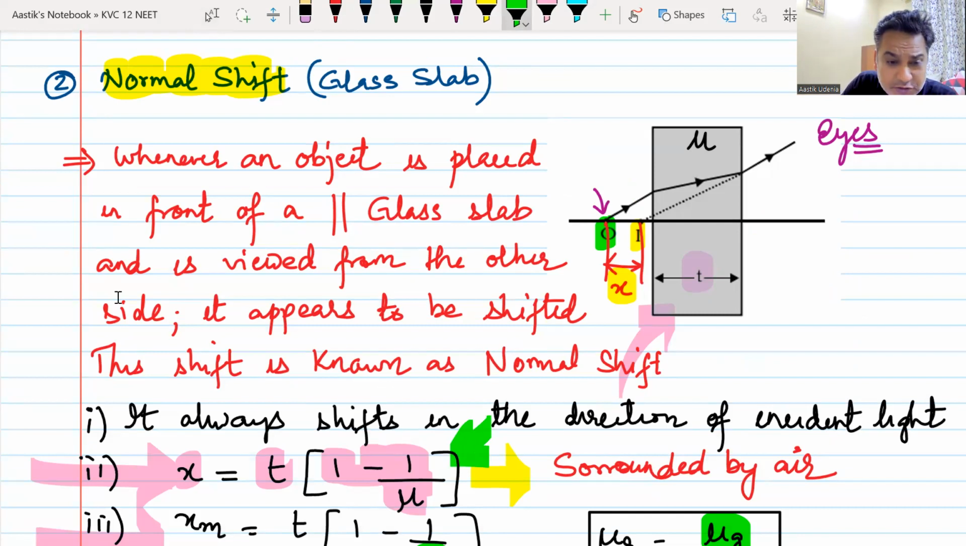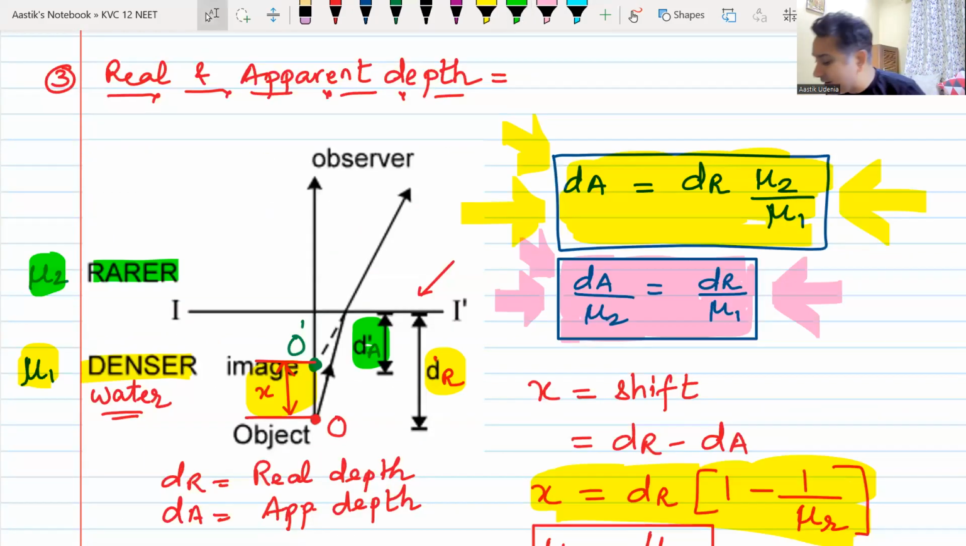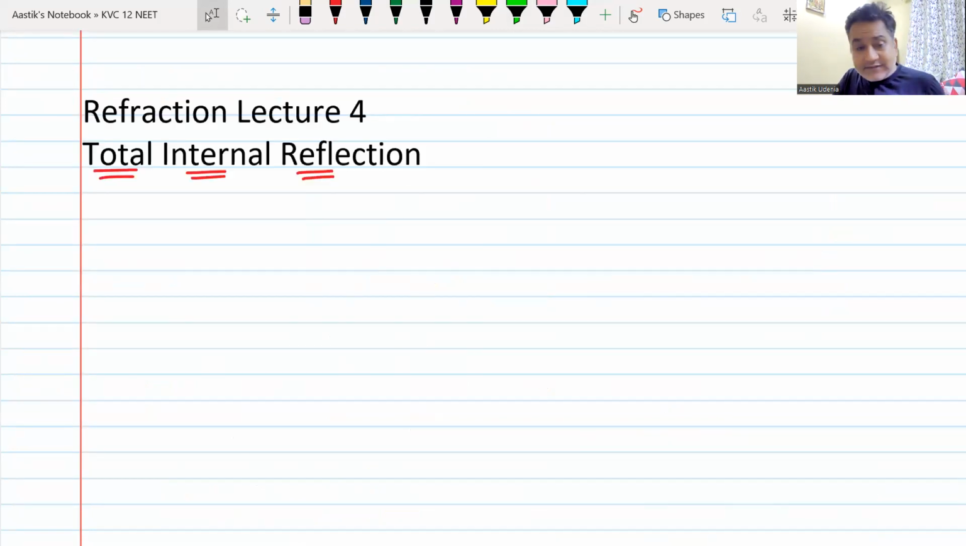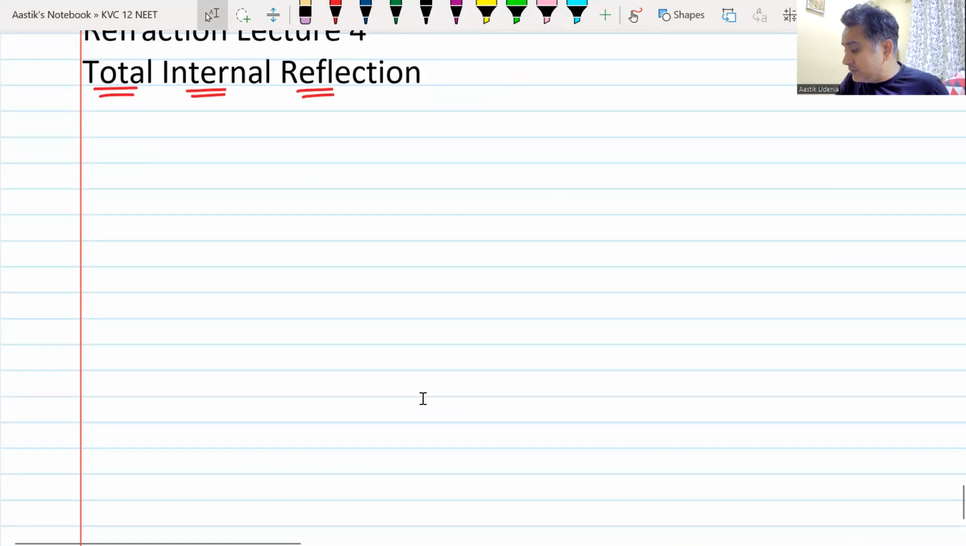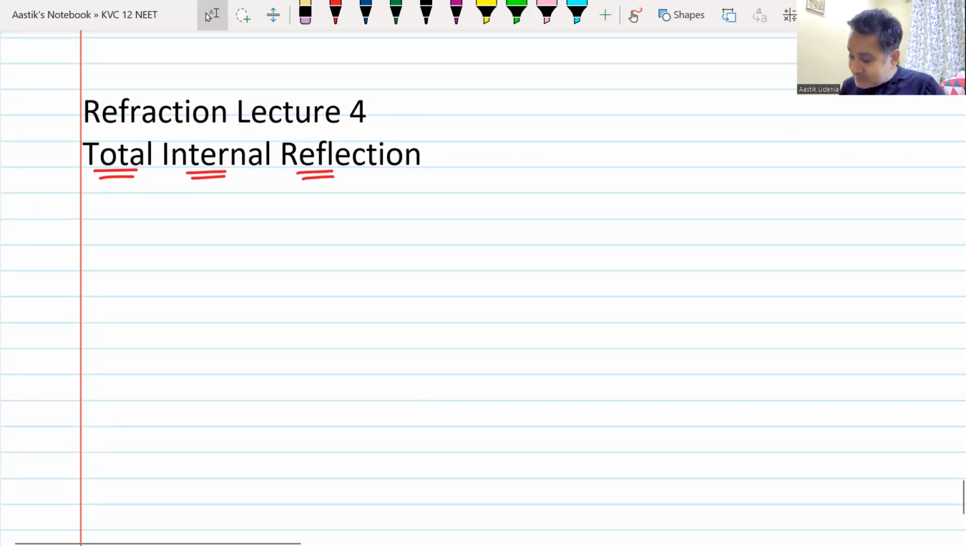Then we had seen what we mean by real depth and apparent depth. When some object is in water and you are watching it from air, it will appear lifted up. We have seen the formula for real depth and apparent depth, and that was the last topic that we discussed. Now, to begin today's class, we are going to discuss a topic known as total internal reflection.